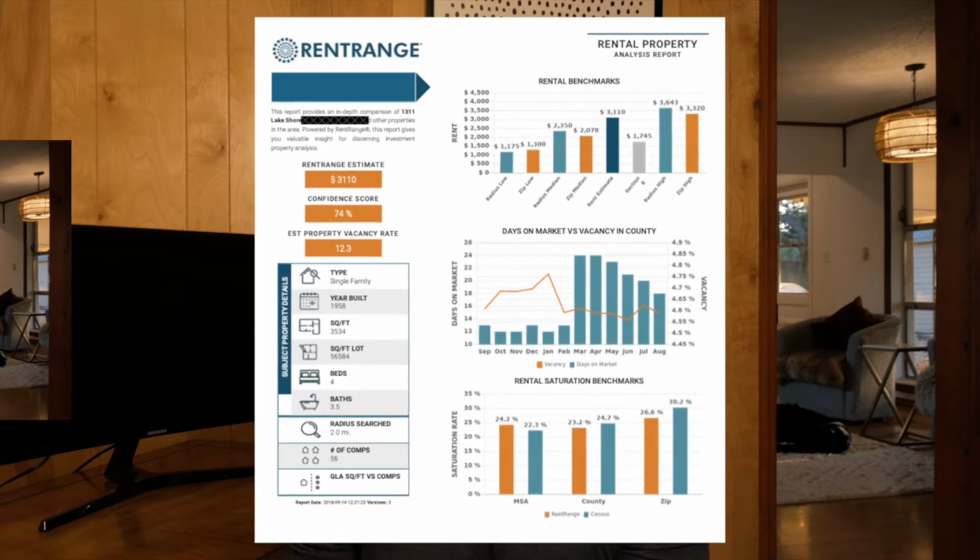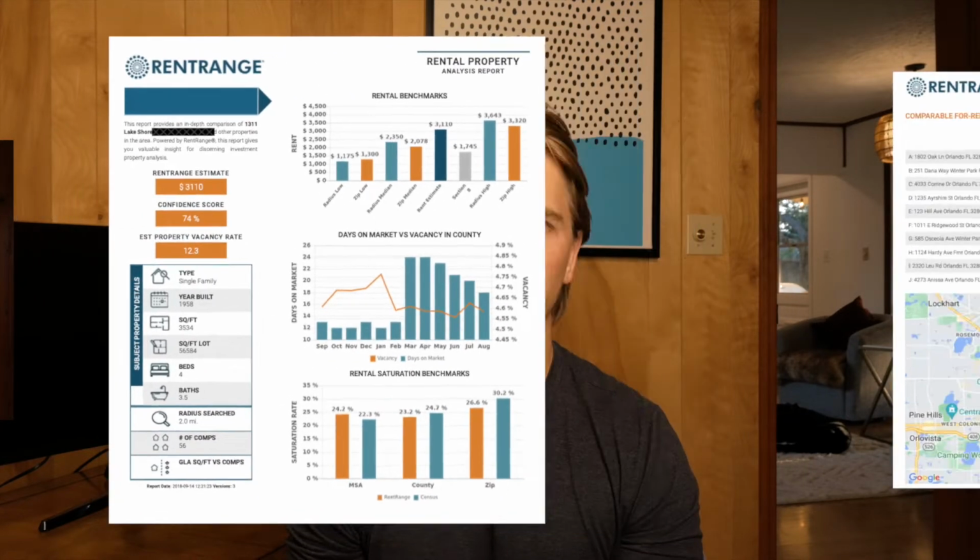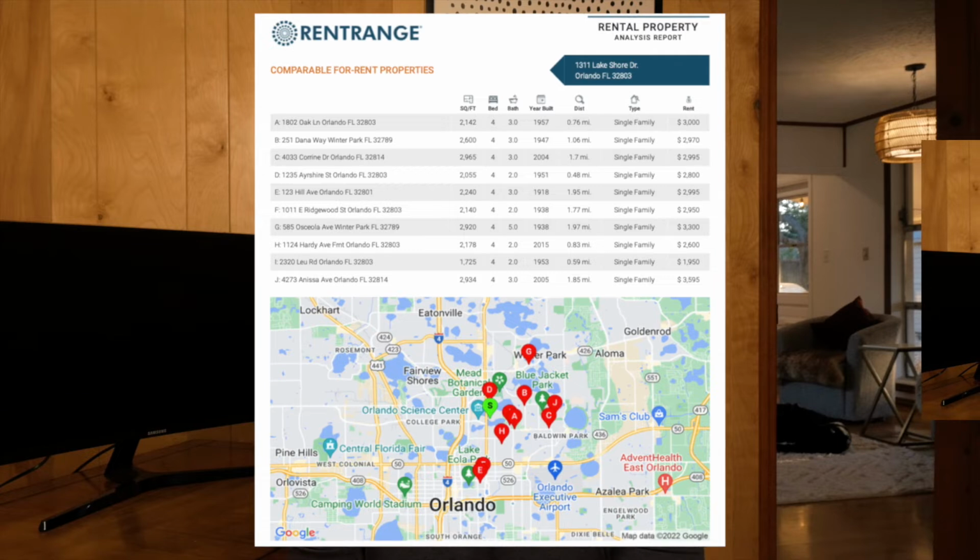Most of these are going to be paid service providers. For example, Rent Range that I previously mentioned charges about $14 per report. And this is what it looks like, but caution, because this isn't the tell-all end-all report and you should definitely do additional research.